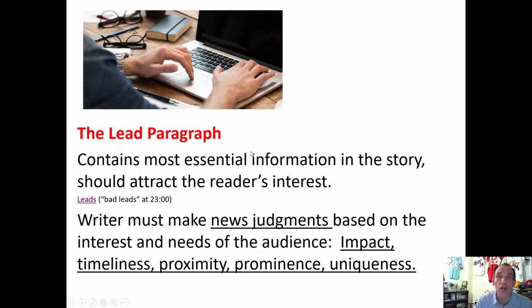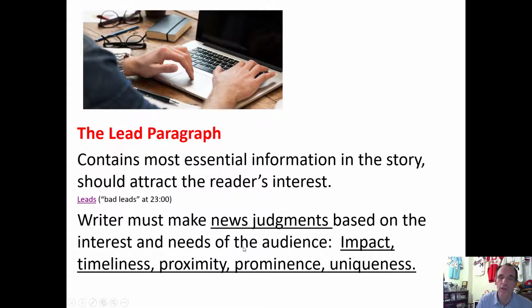Writers must make news judgments based on the interest and needs of the audience. Again, always keep the audience in mind. Who is the audience? What would they be interested in? What do they need to know? And so we base those news judgments on these things.